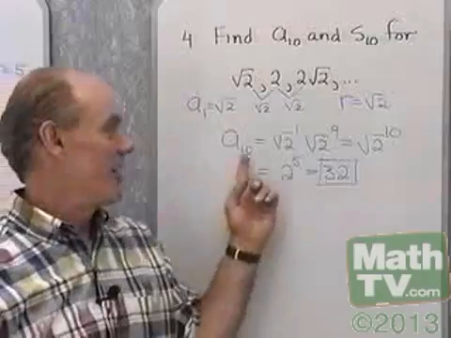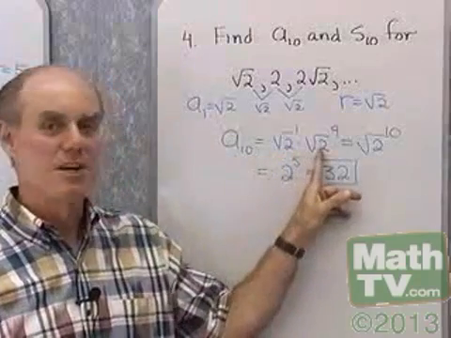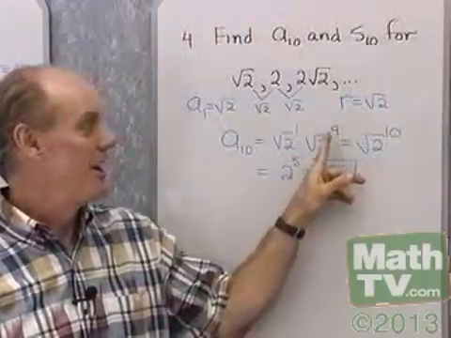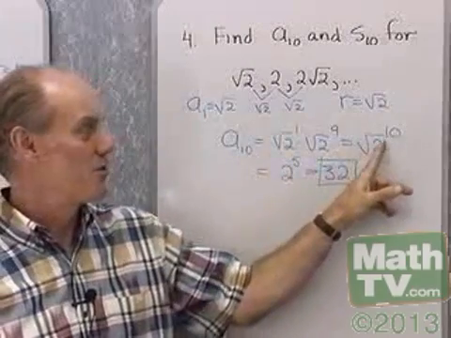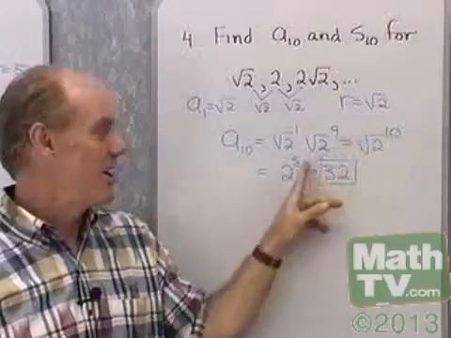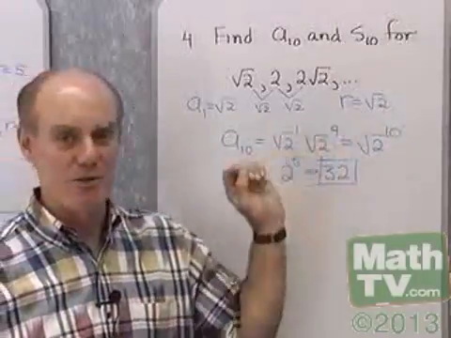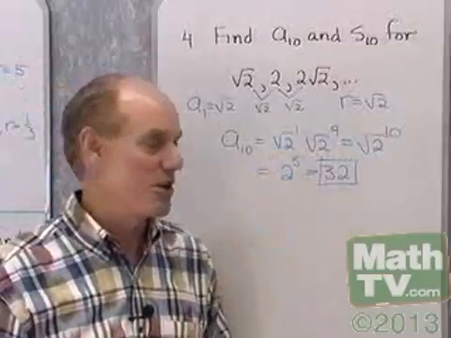So if I want to find the 10th term of this progression, it's the first term, square root 2, times the common ratio of square root 2 to the 9th power. That's a power 1 less than the term number, and so then I have square root 2 to the 10th power. Square root 2 is 2 to the 1/2 to the 10th. Multiply exponents, and I get 2 to the 5th. That's 32. Now, what I want to do next is find the sum of the first 10 terms of this progression.